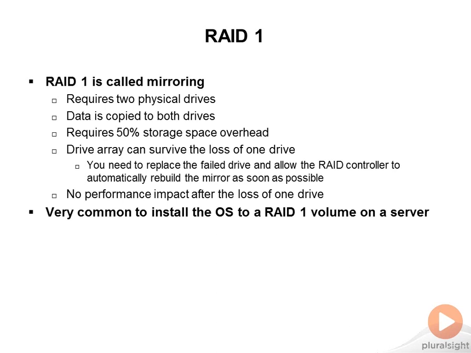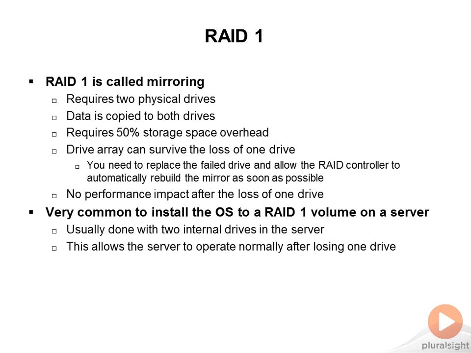It's very common to install the operating system in a server on a RAID 1 volume. So that means you have two drives that are managed by your RAID controller, and they're in a RAID 1 array. That way, if you lose one of the drives, the server won't go down. So again, this is usually done with two internal drives in the server, and it allows the server to operate normally after losing either one of those two drives. So it's sort of a standard thing that you do with most servers.